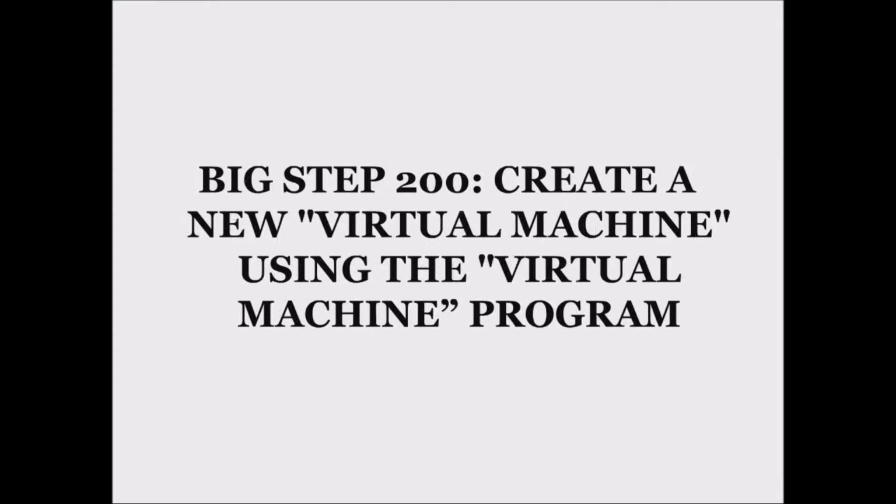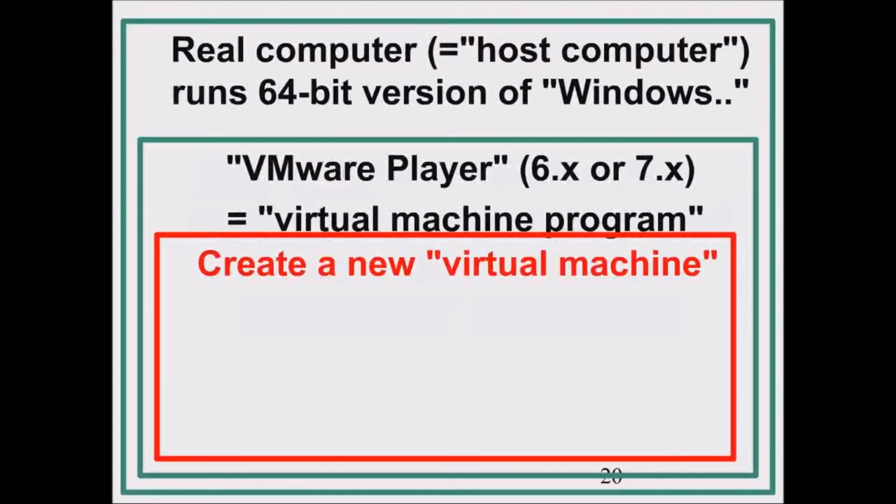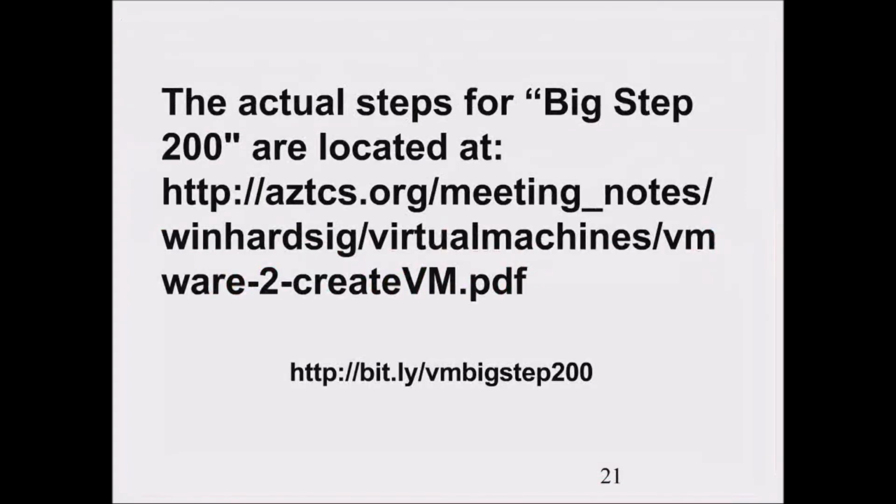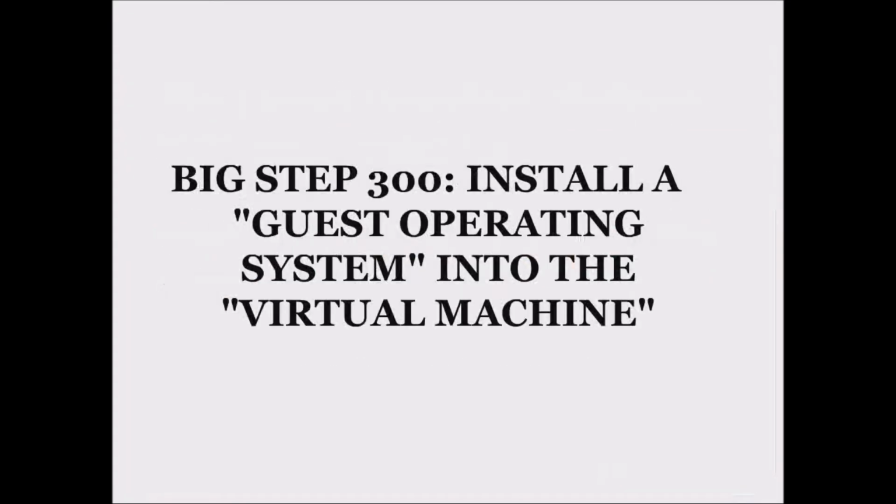And then the big step 200, create a new virtual machine. That's you're creating virtual hardware, fake hardware that fools other software and hardware into thinking it's a real computer. And so you're inside this virtual machine program called VMware Player. You create a new virtual machine. And the steps for doing so are here. And finally, you install a guest operating system. That's any operating system that will install into a standard PC into the virtual machine.